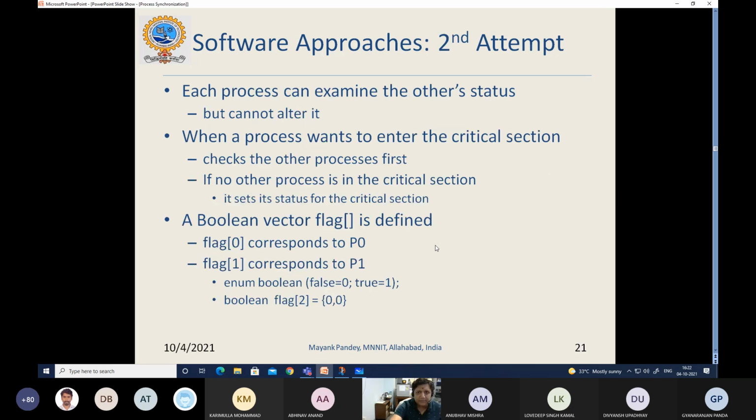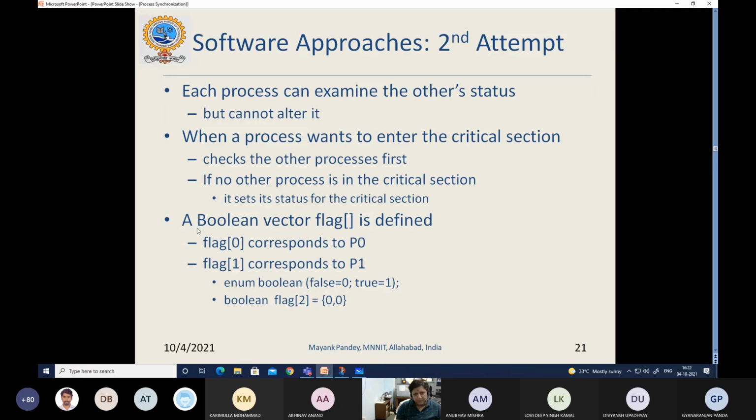Now let's see the second attempt. Each process can examine the other's status but cannot alter it. When a process wants to enter the critical section, it checks the other process first. If no other process is in the critical section, it sets its status for the critical section.